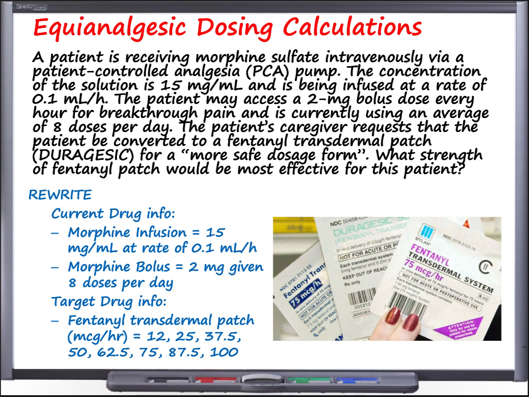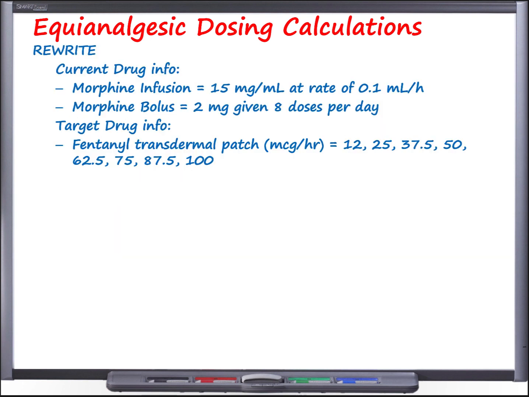Now, the whole idea is, now that we kind of understand what the patient is using, what do we want to convert that to? What we need to do is calculate what strength of a transdermal patch of a different drug. So we're not going from morphine IV to morphine patch. We are going from morphine IV to a different drug, fentanyl transdermal patch. So we're going to have to be able to convert the pain level managed by one drug to the pain level managed by this different drug. All right, so there's all that information rewritten.